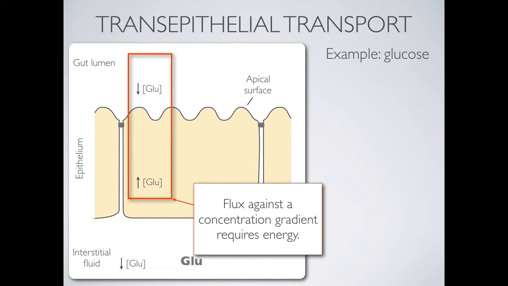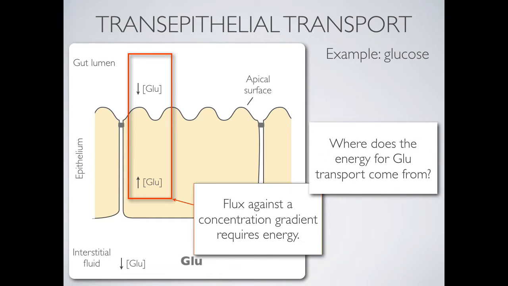So that flux that we're trying to drive against a concentration gradient is going to require energy. And so where does the energy come from? That's the key problem in devising a way to allow for this transport.